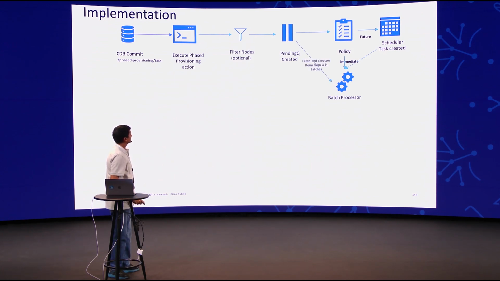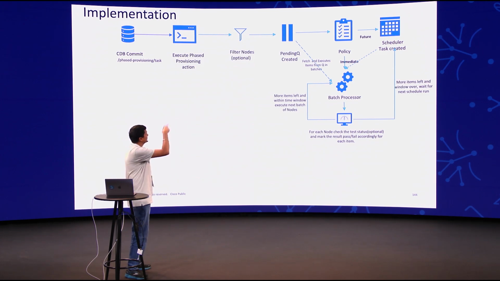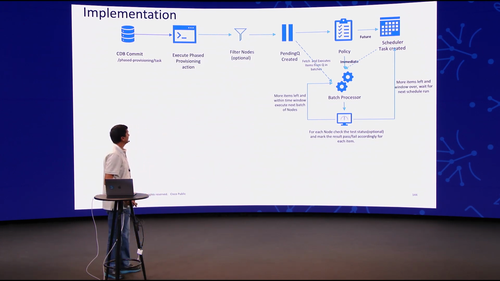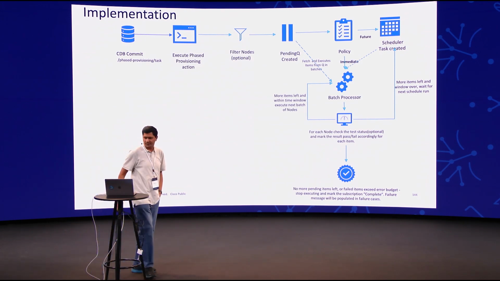What the batch processor does is fetch the items from the pending queue and execute them in batches. For every item, it will run the action, and it will test it for every batch. Once the items are done, if there are more items left in the queue and the error budget is not depleted, it will go with the next batch, and it should be within the time window. Once the time window is done and there are still items left in the queue, it will wait for the next scheduler run to kick off. At any time, if the error budget has depleted, then it will suspend the execution. Or if all items are done, then it will come to a stop, right? So that's the internal flow.